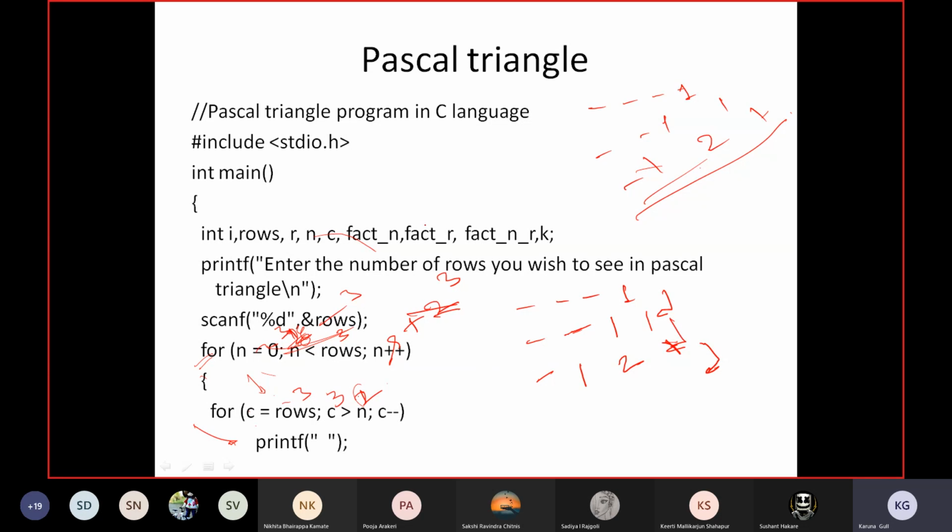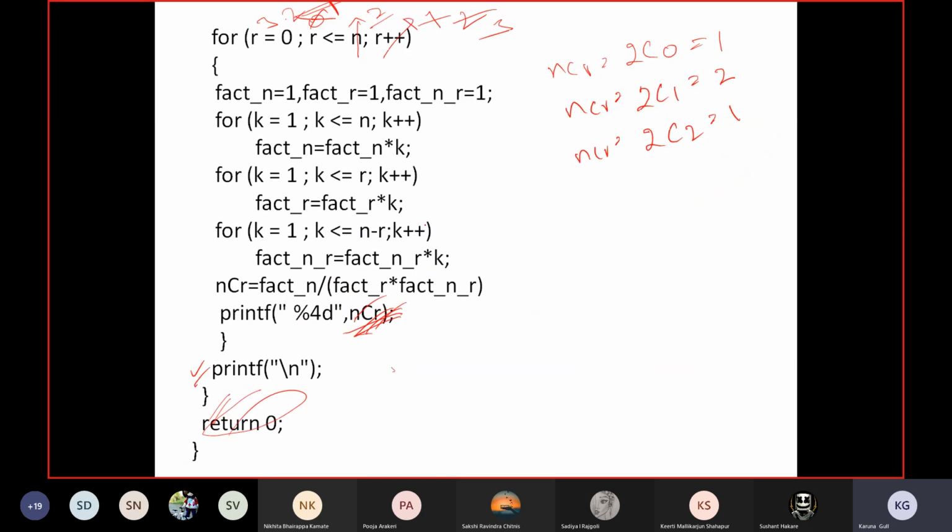There are many ways. Again and again I am saying this is not the only way to find the Pascal triangle. There are many ways to write the Pascal triangle. Why I took this is because I have already told you how to find the binomial coefficient of a given n and r value. So that's why I used the same concept and generated the Pascal triangle using this concept.